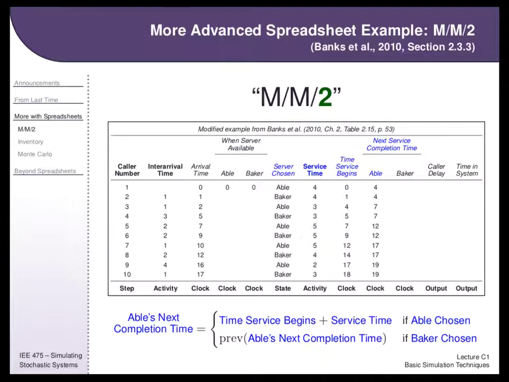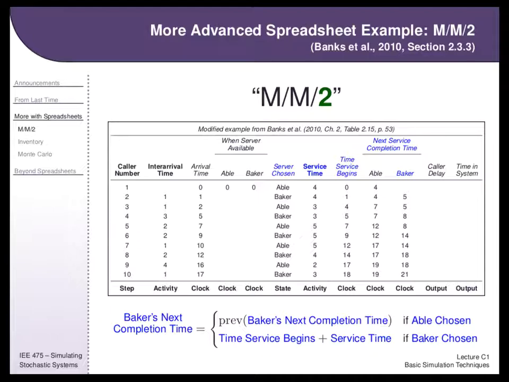Otherwise, if it was Baker that was chosen, then we totally ignore this row, and we just say the completion time is still the same. So initially, Able was chosen up here, and so we know that service began at zero. We add four to it, so Able will be available at four. That means the next customer who comes in will not pick Able, they'll pick Baker. And so Able's next completion time will just carry right on through. And then we do something similar with Baker, where it's the symmetric case. We just flip it so that it only pays attention when Baker is selected.